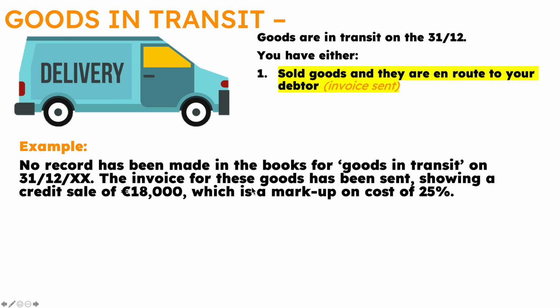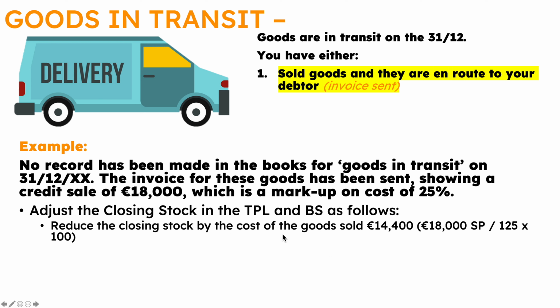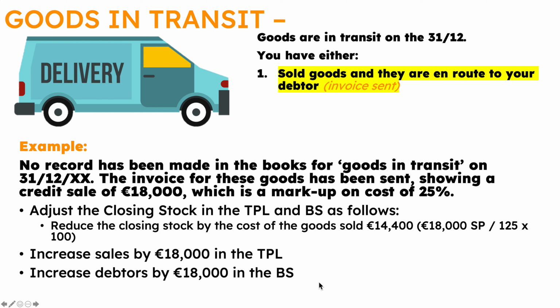We'll adjust the closing stock in the TPL and balance sheet as follows. So we'll reduce the closing stock by the cost of the goods sold. Okay, so that's 14,400. How did we get that? Because the selling price was 18,000, and we'll divide it by the 125 and multiply it by the 100. We will increase sales by 18,000 in the TPL, and we will increase debtors by 18,000 in the balance sheet. So that is how we would record goods in transit if we have sold goods and they're en route to the debtor.